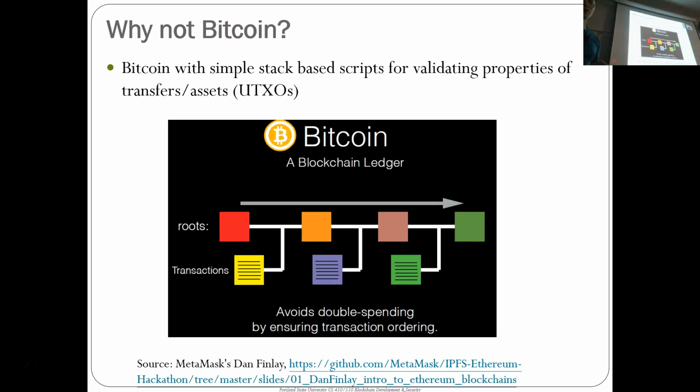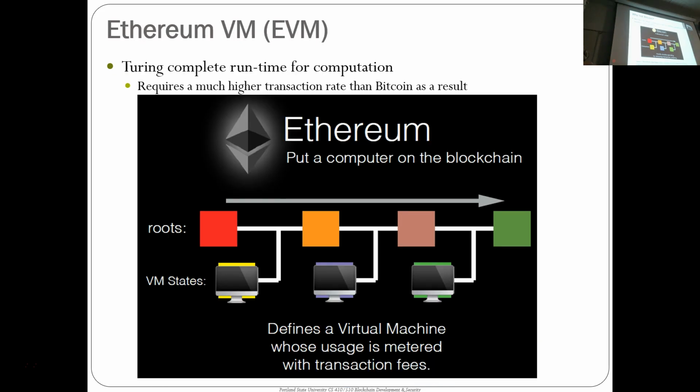So why not Bitcoin? Well, Bitcoin had this very restrictive execution model, which is actually good and bad. We'll talk about the bad part of Ethereum when we talk about security. But all you're doing is financial transactions to avoid double spending. So this is going to support a certain style of operation. What Ethereum wanted to do was to build a Turing-complete runtime that could be used for computation. And as a result, if you're doing this, you require a much higher transaction rate than Bitcoin. You also require a whole bunch more storage. Like, you're going to have to store a lot more than what Bitcoin is doing.